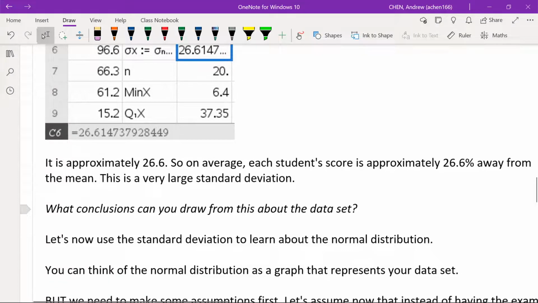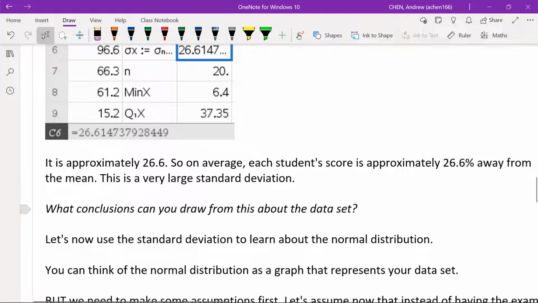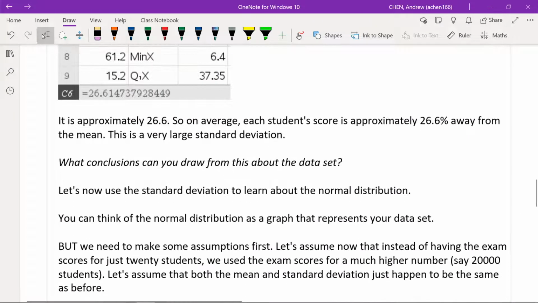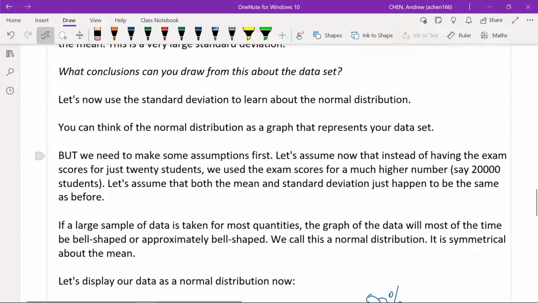Let's now use the standard deviation to learn about something called the normal distribution. Again, I'm just going to introduce you. We're not going to do anything overly sophisticated. So what is it? You can think of it as a graph that represents your data set. But I'm going to slow down. We need to make some assumptions.